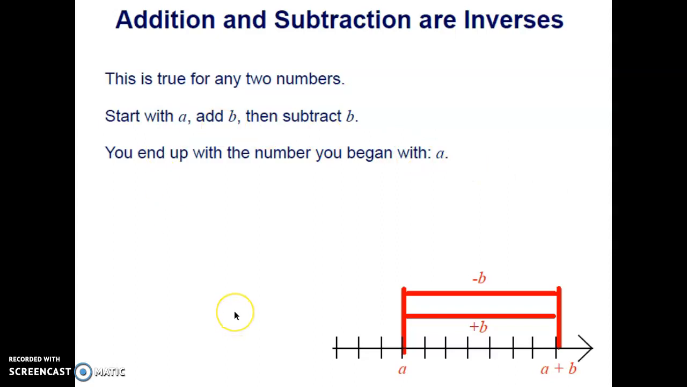This is true for any two whole numbers. You start with A, add B, then subtract B. You will end up with the number you began with, A. So that's all those variables mean down there: you can plug in any number for A, any number for B, and you're still going to end up back at A because these two will undo each other.